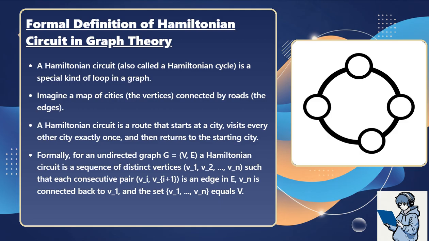Formally, for an undirected graph G = (V, E), a Hamiltonian circuit is a sequence of distinct vertices v_1 through v_n such that each consecutive pair v_i and v_(i+1) is an edge in E, v_n is connected back to v_1, and the set of vertices v_1 through v_n equals V. In a directed graph, the direction of each edge must also be respected.